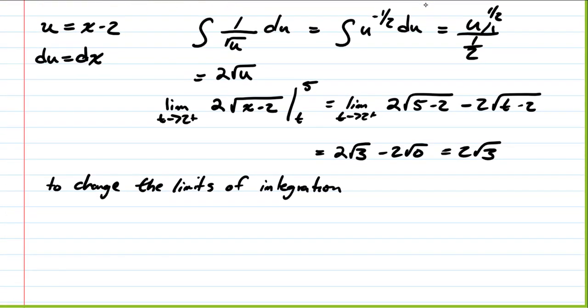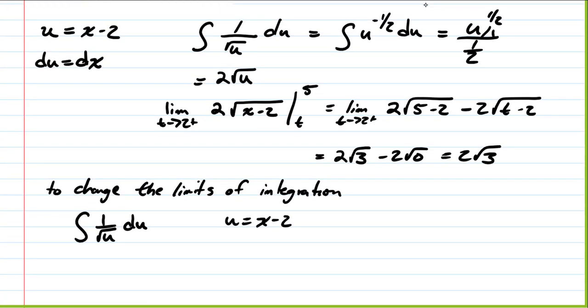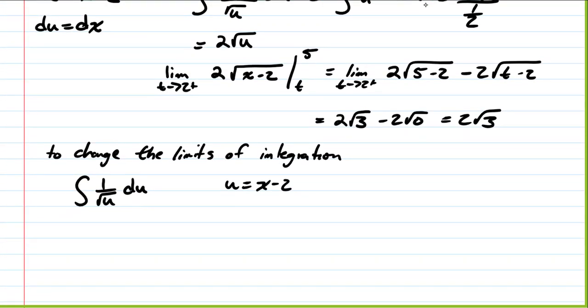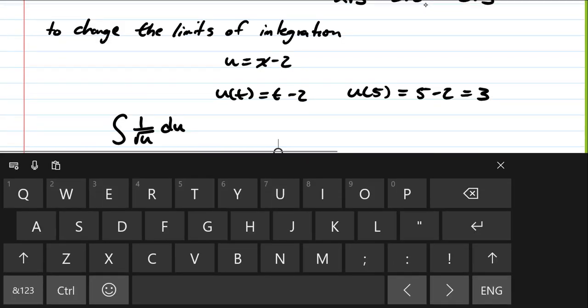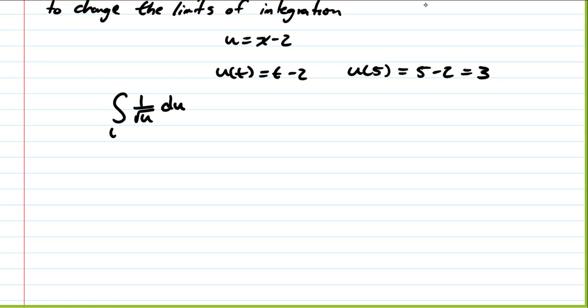let's see what we had. We had square root of u du, and we had u equals x minus 2. And our limits of integration were originally from t to 5. So u of t is going to be t minus 2, and u of 5 is going to be 5 minus 2, which is 3. Okay. So that gives us this, with our new limits of integration. That part's not so bad.